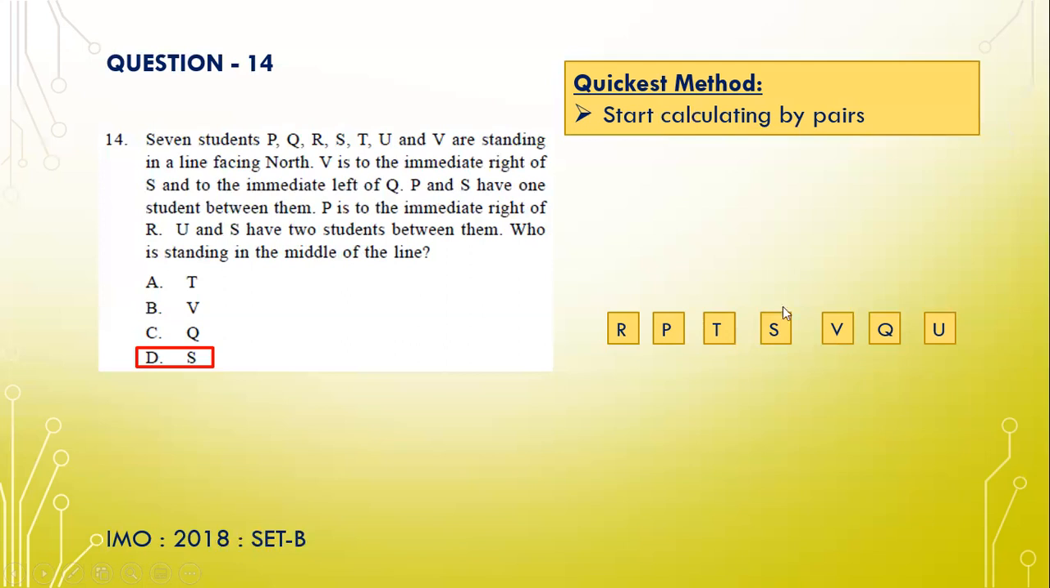Who is standing in the middle of line? In the middle of line, it is S who is standing in the middle of the line.